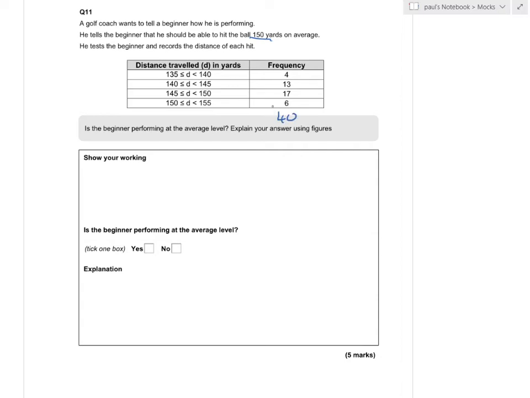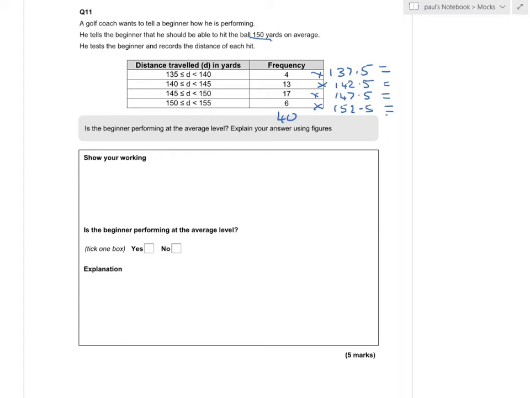Now we want to find out how far, so we need a midpoint of that, which is 13, so 4 times 137.5 and 13 times 142.5 and 17 times 147.5 and 6 times 152.5. Right, so let's draw that.